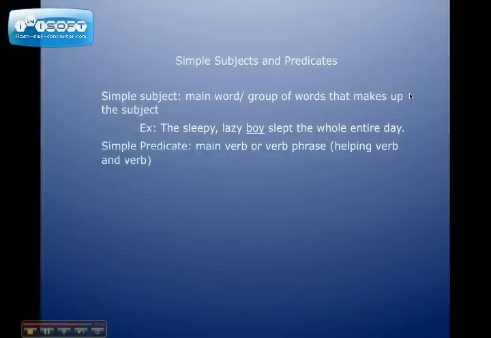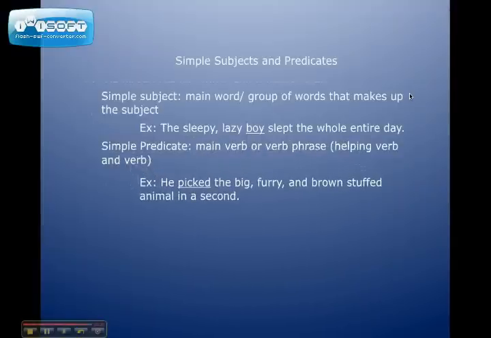Okay, next we have simple predicate, and that is the main verb or verb phrase, which is the helping verb and the verb, like are helping, or did make. So the example is, he picked the big furry and brown stuffed animal in a second. You see, the whole predicate would be picked the big furry and brown stuffed animal in a second, but the simple predicate is picked because it has the main verb.